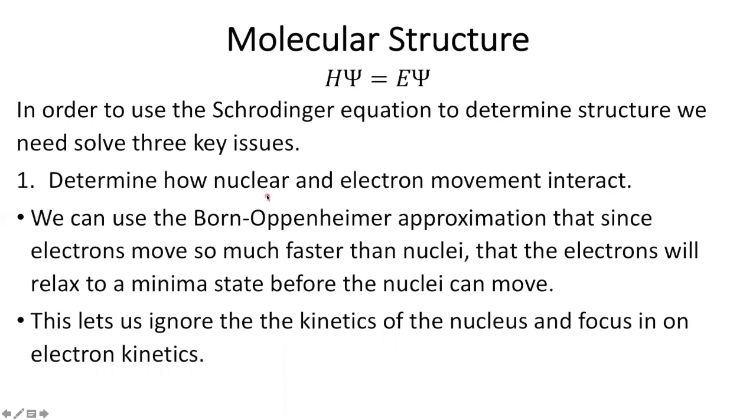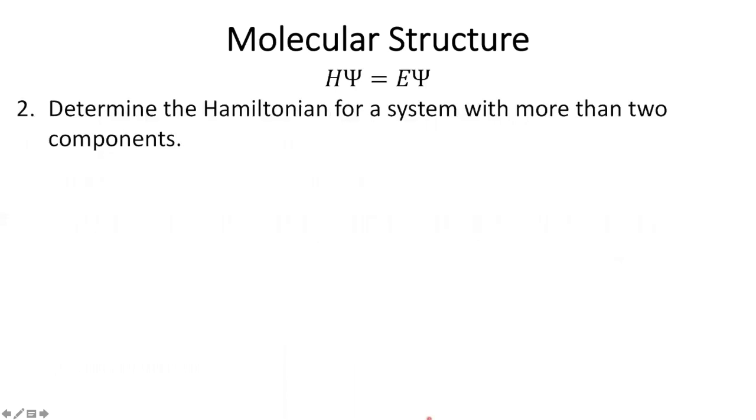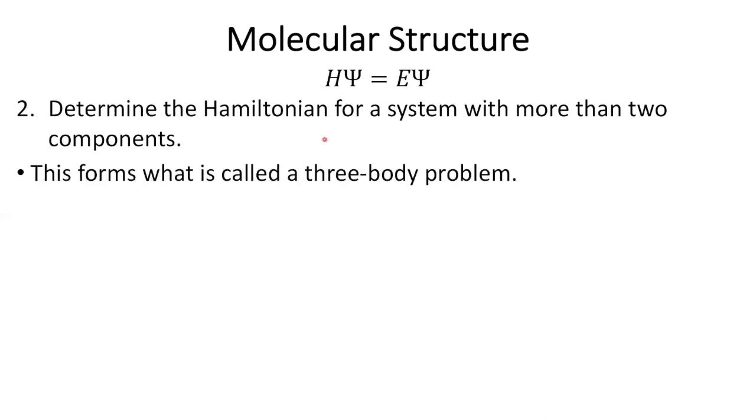The next major thing we're going to need to bring up is how are we going to determine the Hamiltonian for this system, especially when I'm talking about a system with two or more components. So we introduced this idea a little bit when we were talking about a multi-electron atom, and it turns out it gets much worse when we have multiple nuclei. And the reason for this is what's called the three-body problem.